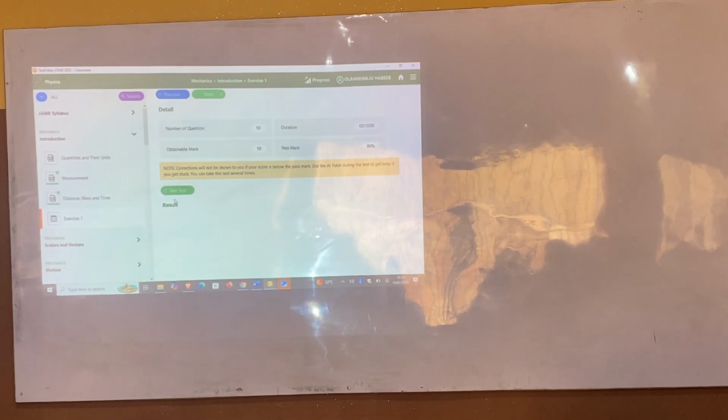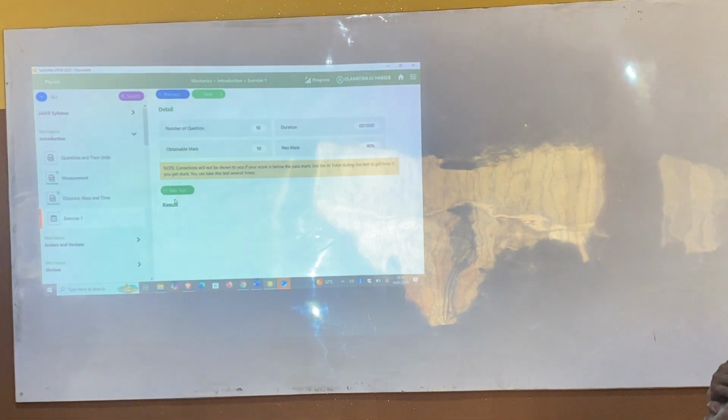We'll continue with the question we were solving yesterday before we go into something else. Let me check for the questions. What was the last question we solved yesterday?